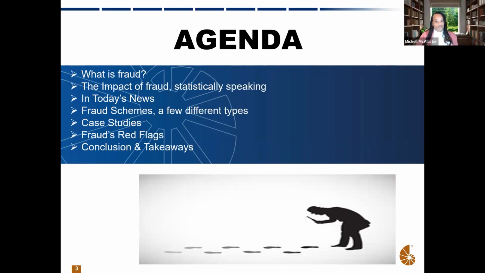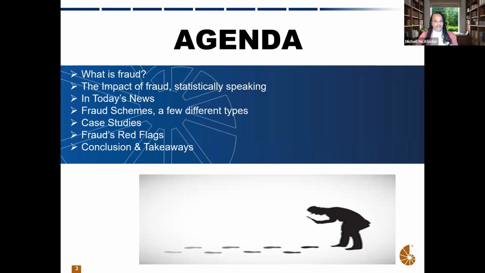We'll go through some fraud schemes, a few different types, and then we'll get into a couple of case studies. These case studies are just a little bit of help. I'll be asking, what would you do? I welcome the Q&A section as well as any questions, comments or war stories you may want to share. We're all here to learn, and we all have lots to learn from each other. So please feel free to share.